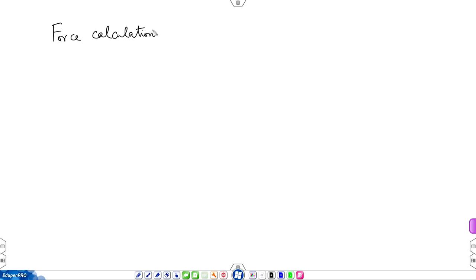So, force calculation. Let us think of a dam. This inverted triangle is used to indicate the free surface. Below the inverted triangle is water and above is atmosphere. The right hand side is really a wall, and below the wall is a gate.